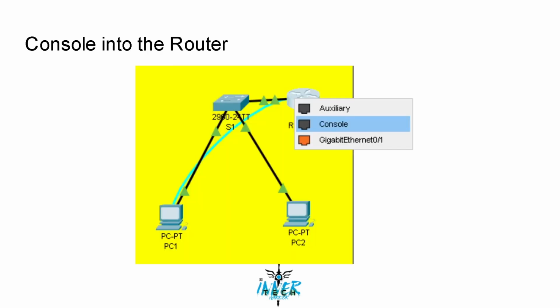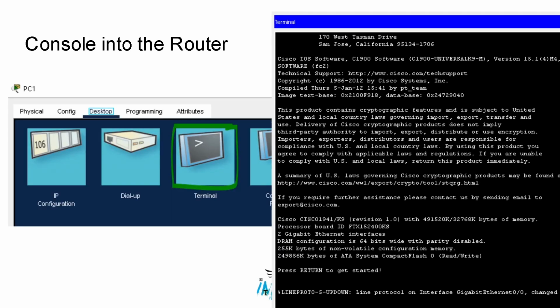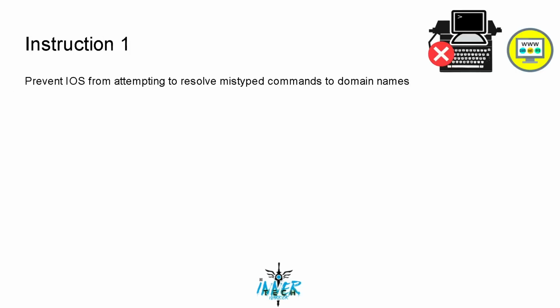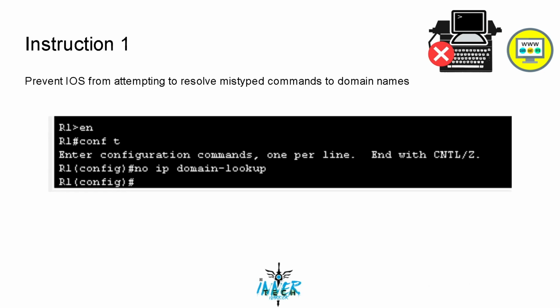Let's use PC1 and console into the router with a console cable. Then select the terminal desktop app and access the router. So for the router, let's start with instruction number 1. Prevent IOS from attempting to resolve mistyped commands to domain names. We'll use the no ip domain-lookup command to shut off that DNS resolve setting.